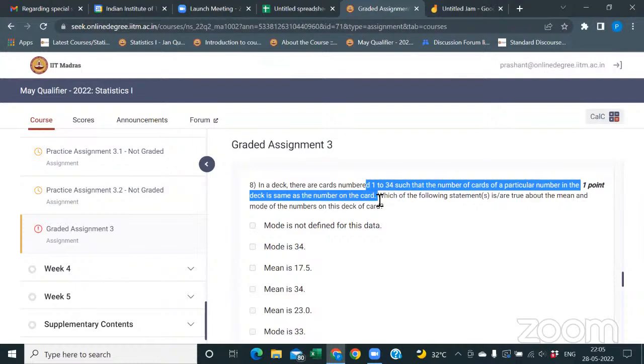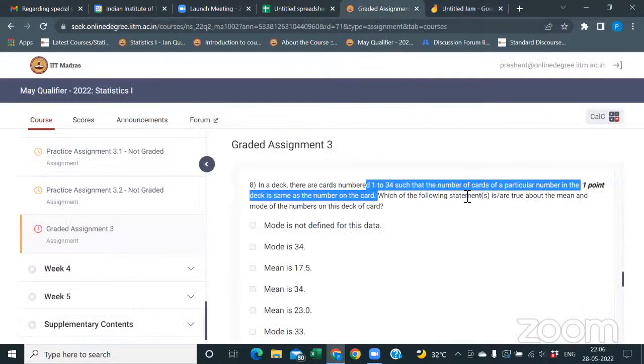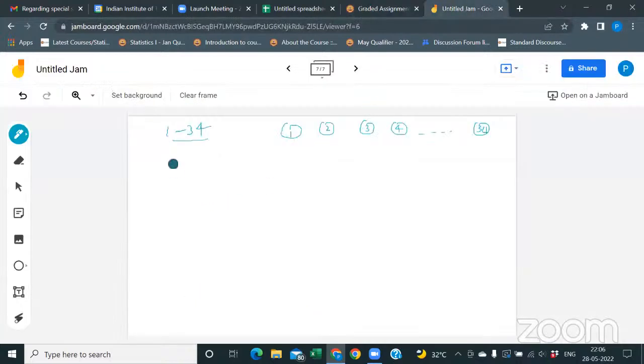There are 34 cards which are numbered. Suppose the cards are like this: one card is number 1, then number 2, number 3, number 4. And the question says the number of cards, meaning 1 card, 2 cards, 3 cards, 4 cards of a particular number in the deck is the same as the number on the card. Means the number on the card is the same as the number of cards. Right? Your frequency is the same as the number on the card.